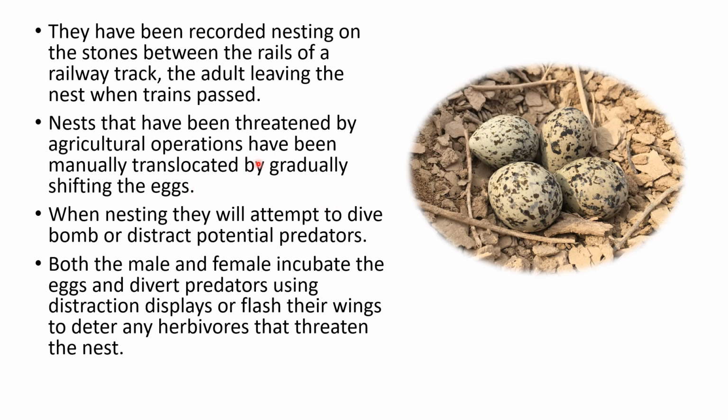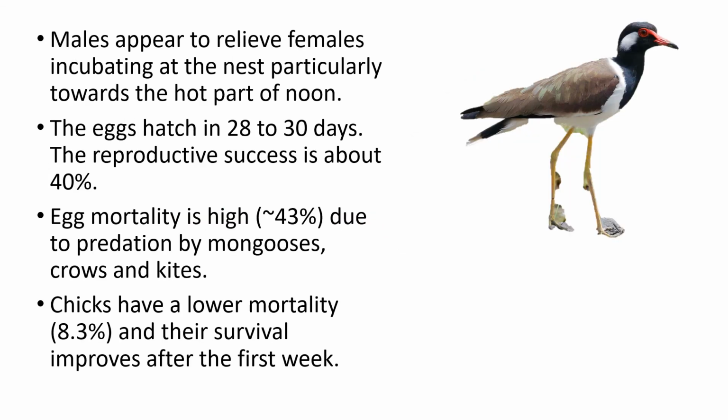When nesting, they will attempt to dive bomb or distract potential predators. Both male and female incubate the eggs and divert predators using distraction displays, flashing their wings to deter any herbivores that threaten the nest. Males appear to relieve females incubating at the nest, particularly towards the hot part of the noon.